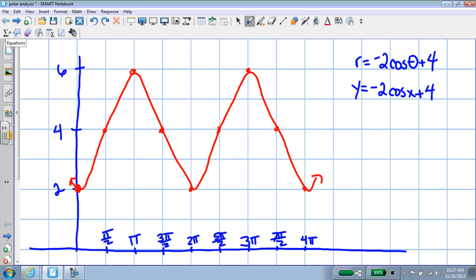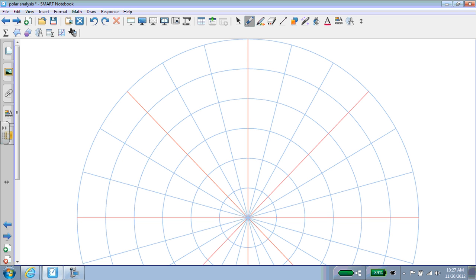Apologies for that. So it starts out with 0 for theta being at a radius of 2. Okay, so we're now going to treat this as our theta, right? And this as our radius. So at 0 we have a radius of 2. At pi over 2 we have a radius of 4. And at pi we have a radius of 6. Okay, so how does that look?